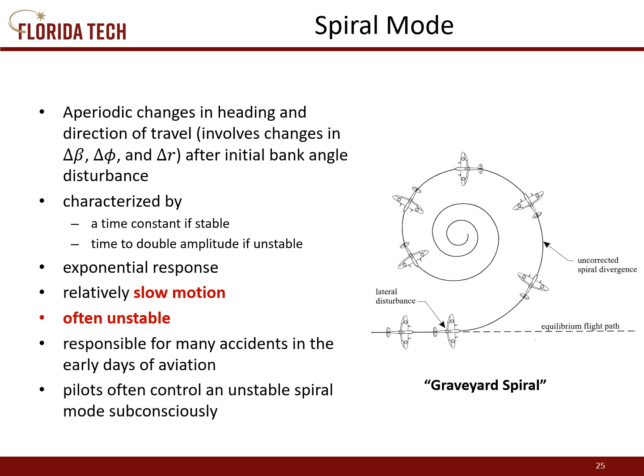So it's an exponential response, whether it's stable or unstable, relatively slow. And we can see in many aircraft it is unstable, and it is responsible for many accidents, at least in the early days of aviation, because if pilots got into clouds and got into a spiral, they called it a graveyard spiral, and weren't aware of it because of the slow motion, it's kind of insidious, they eventually would find themselves at a really high bank angle and not able to recover.